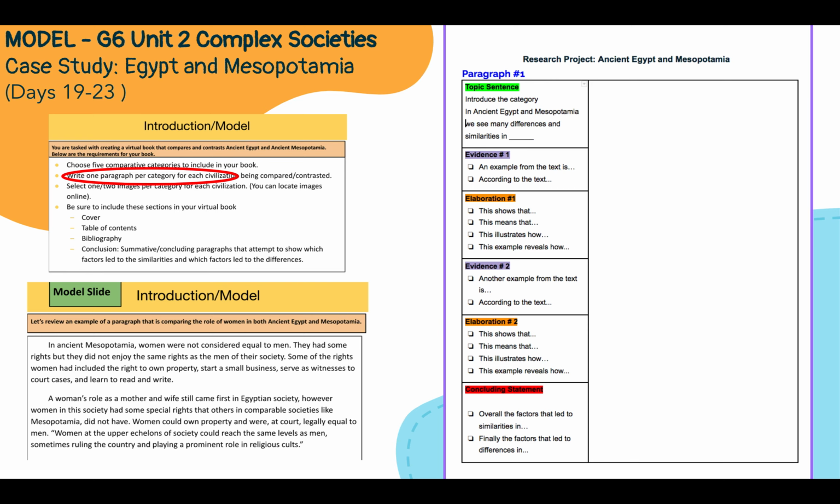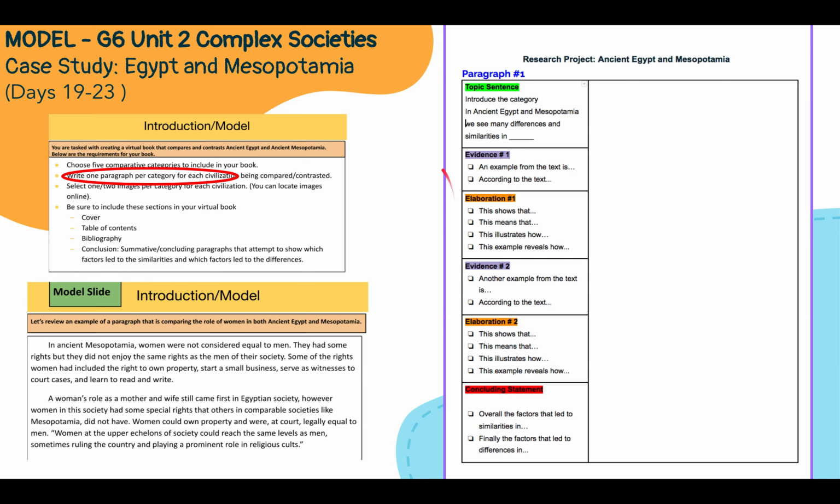What we see here is an example of the organizer that you would be able to use in order to provide access for students to write down their descriptions of comparisons and contrast between both Egypt and Mesopotamia. You would use an organizer such as this, and this organizer is also available to you within the Passport to Social Studies curriculum.